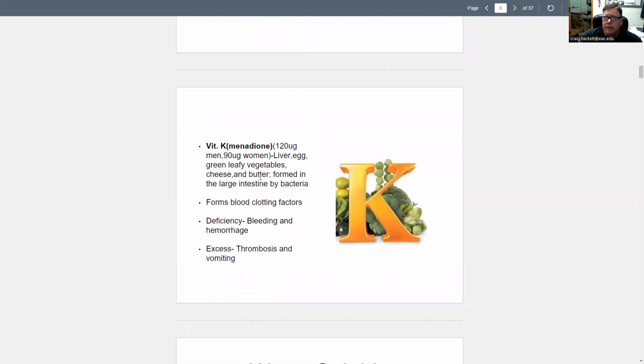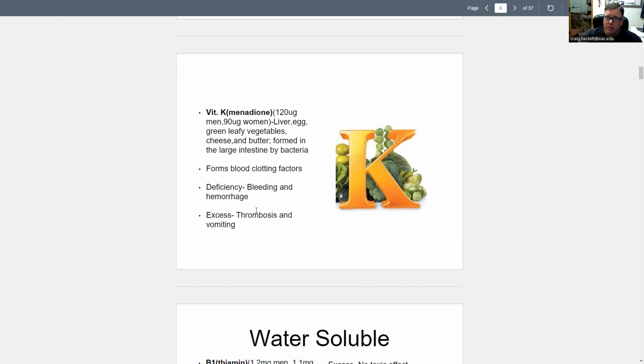Vitamin K, the last of the four fat soluble, is for blood clotting factors. Of course, the deficiency then would be bleeding and hemorrhage, and you can get thrombosis and vomiting if you take too much vitamin K. So they won't necessarily fortify this. You don't need a lot of it, 120 micrograms, so not very much at all. Tiny.